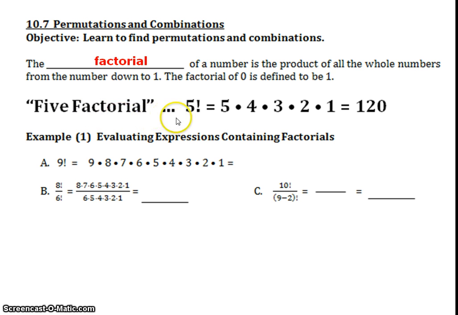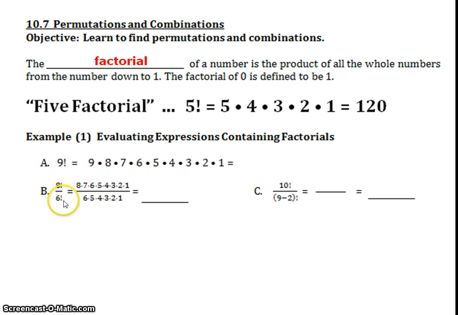5 factorial can be written as 5 with an exclamation point behind it, and that equals 5 times 4 times 3 times 2 times 1, which equals 120. Example 1, evaluating expressions containing factorials. 9 factorial equals the product of 9, 8, 7, 6, 5, 4, 3, 2, and 1. Please calculate that and write your answer here. Now some calculators have the factorial button, so you might want to look for that on your calculator.